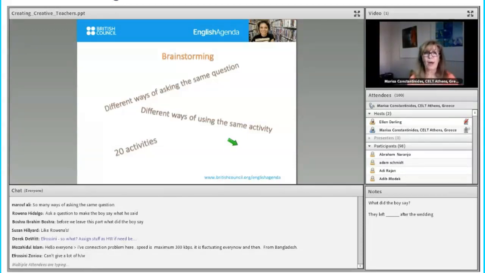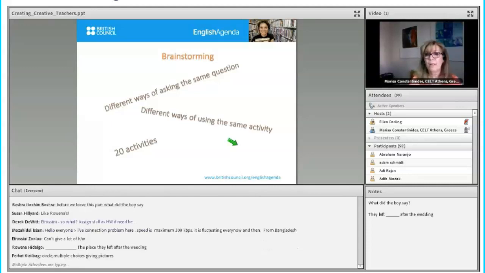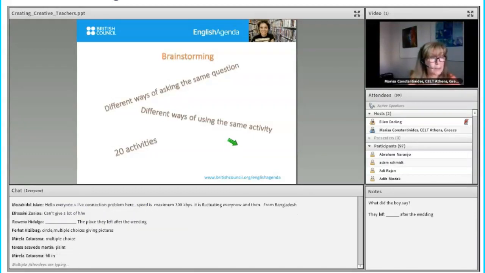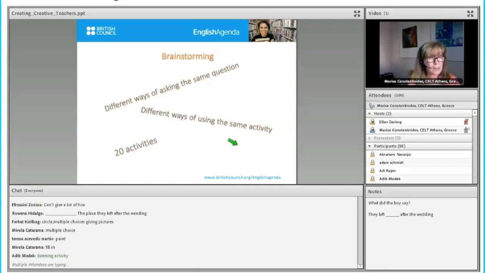Can you think of other ways of using this activity that has gap fills like this one? It could be missing a noun, it could be missing a verb. Can you think of using the same activity in different ways? Circle, giving pictures, okay. Paint. How paint? That sounds like an interesting one. Do it as a listening activity, okay?